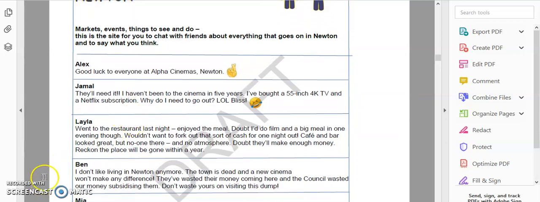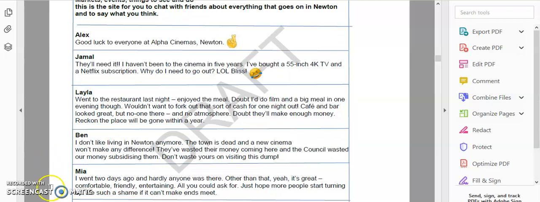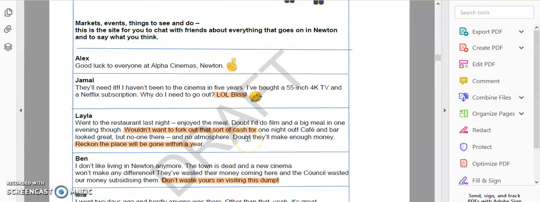Pause the video now, see if you can find some examples of informal vocabulary and think about why they've been used. Okay, so I've highlighted some of the more obvious examples here, so things like lol, bliss, and wouldn't want to fork out that sort of cash for one night out, and reckon this place will be gone in a year, and don't waste yours on visiting this dump. Now, so we've identified some use of informal vocabulary here, and hopefully you picked out some of those as well.